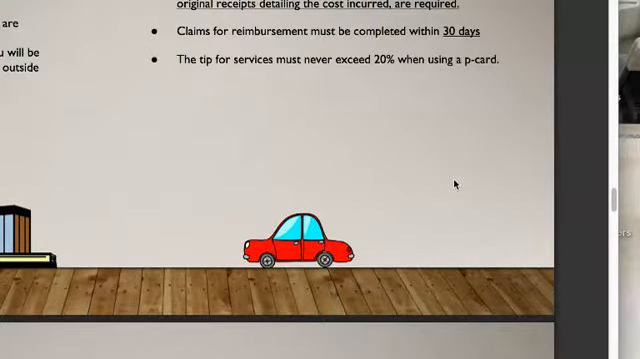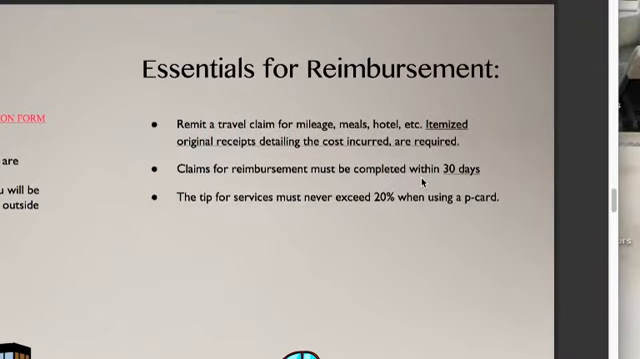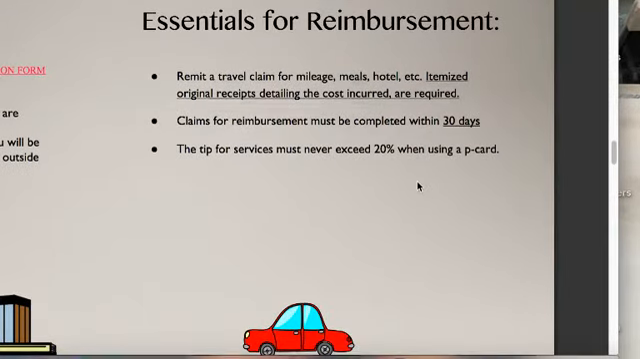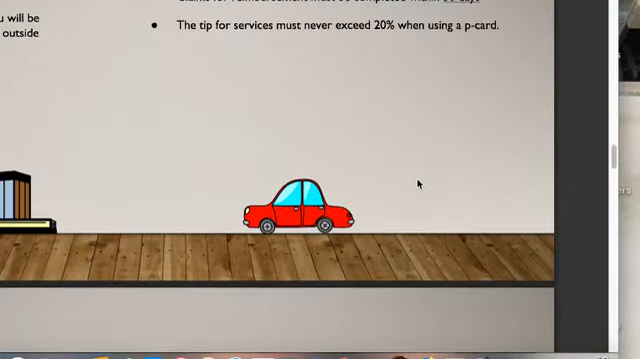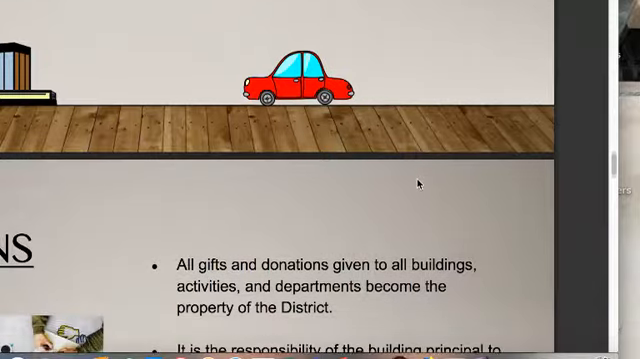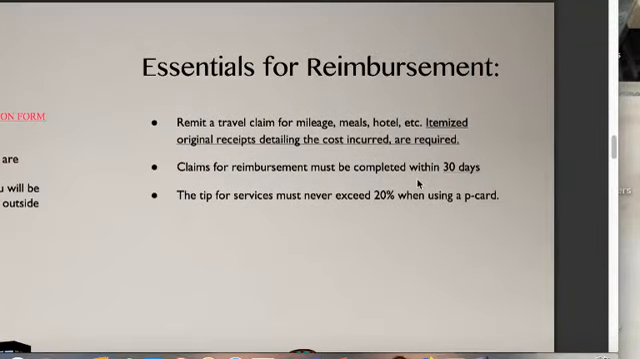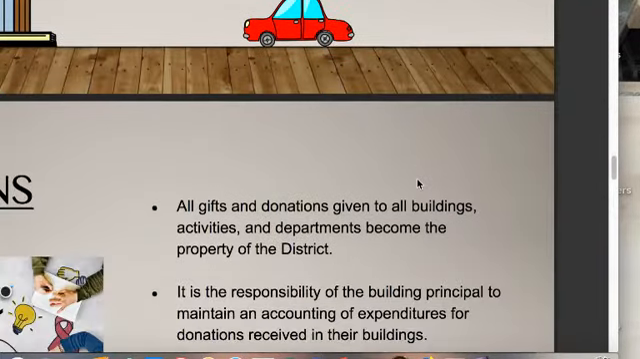A lot of times I will be the one with the P card when we're taking a larger trip with several staff members to a conference, for example. I'll be the one to handle all of that, but there are times when a smaller number of staff members go to a conference, even if it's for a day, that these same expectations need to be followed.